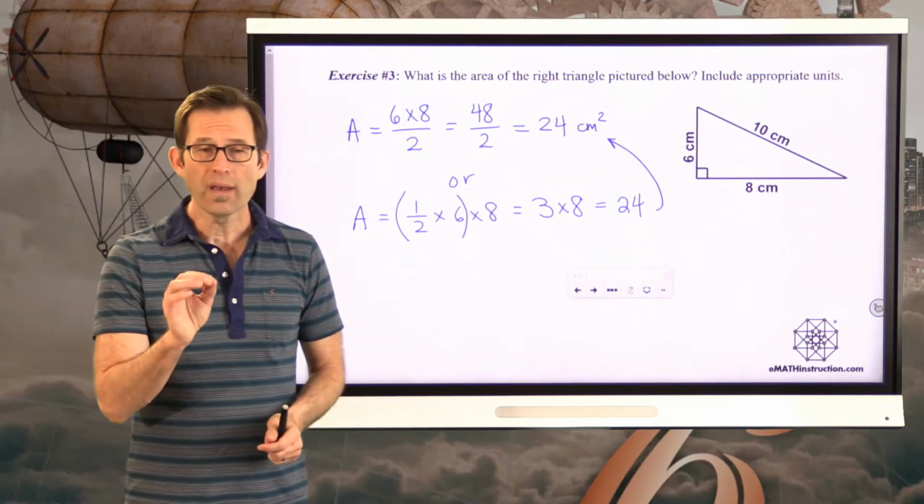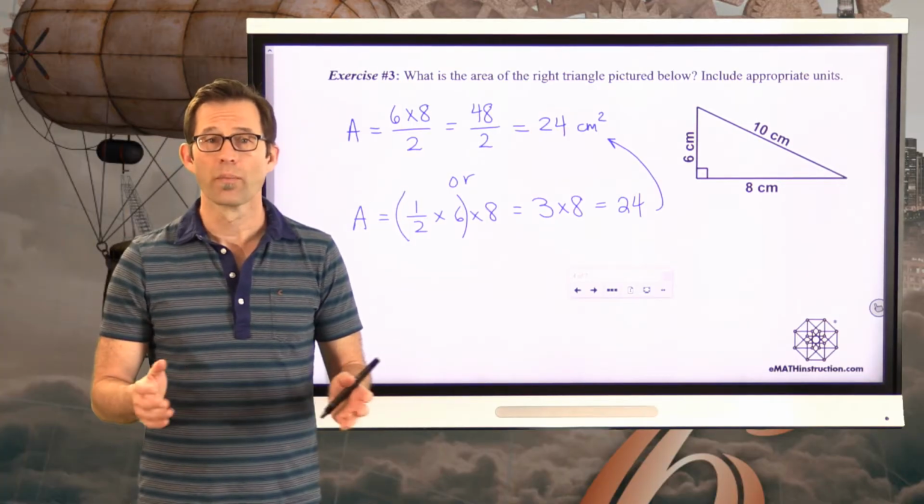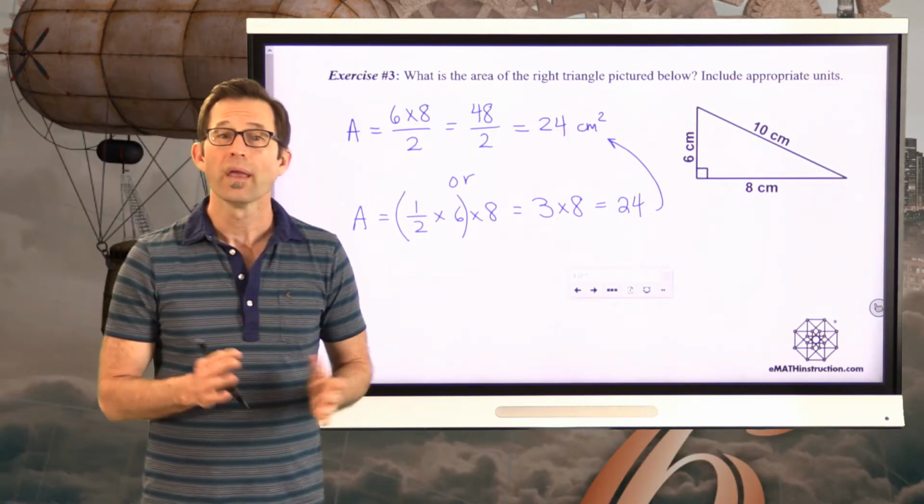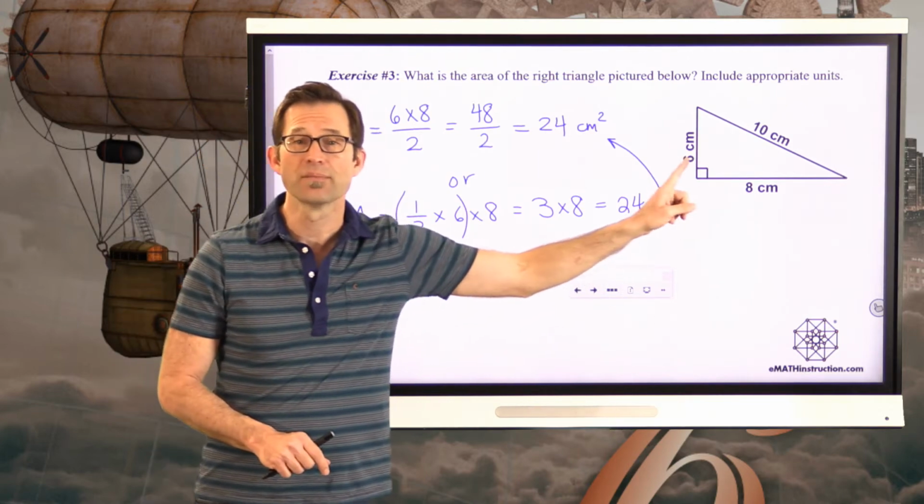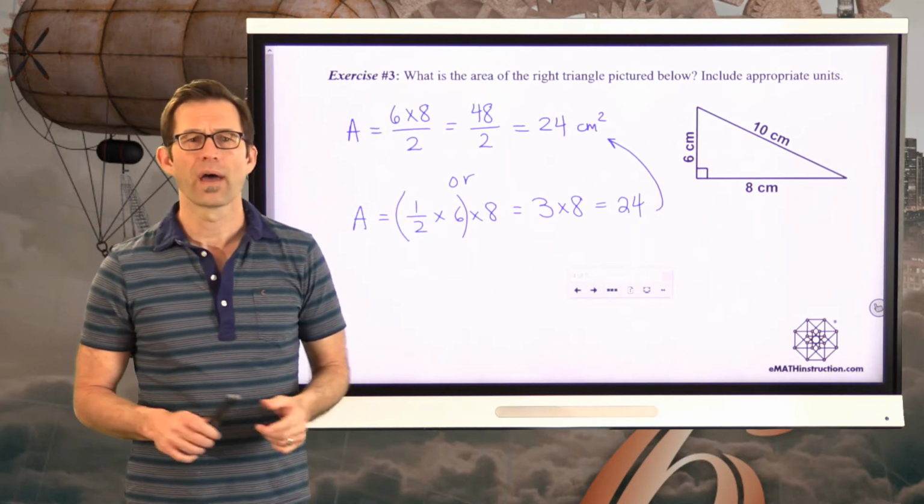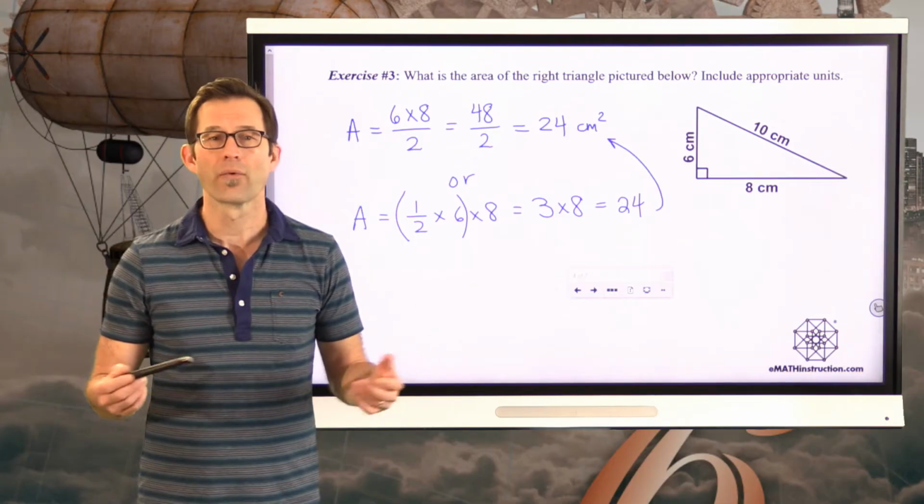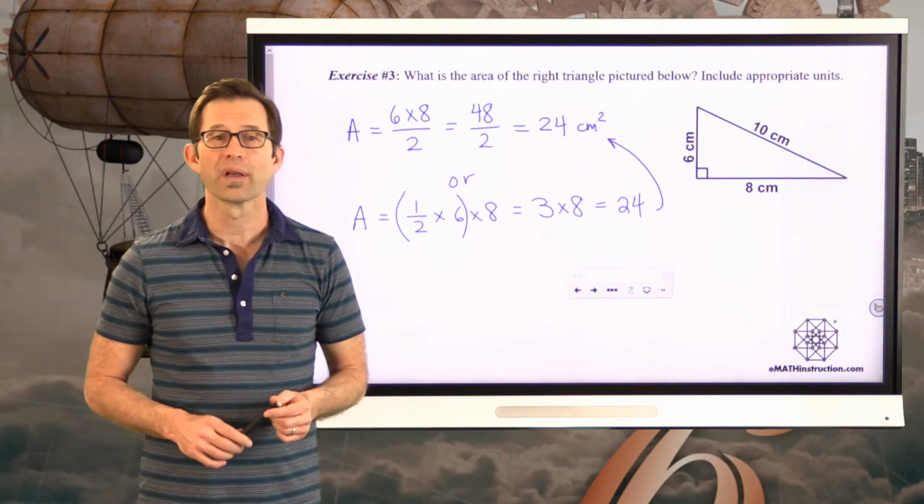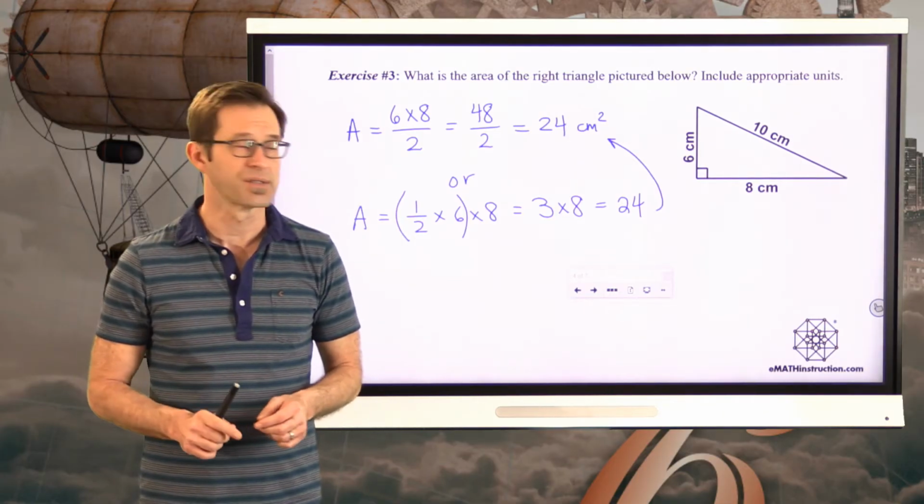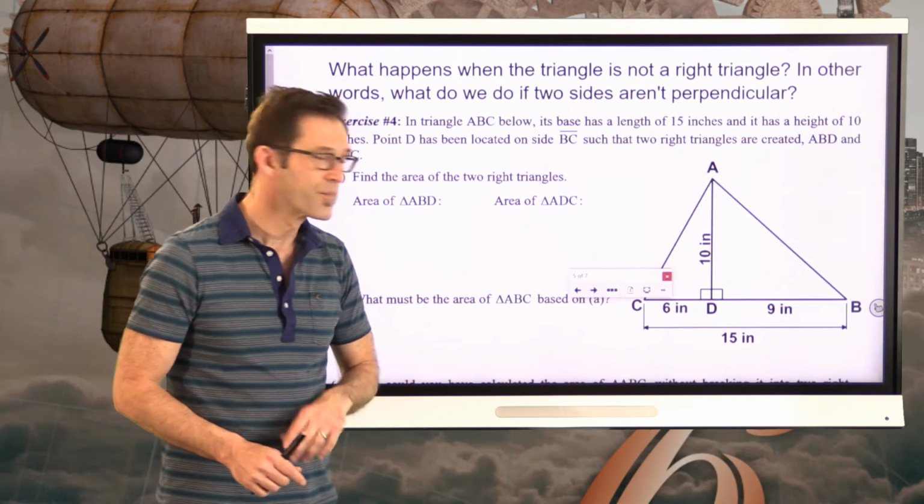Now, right now we know that the area formula for a right triangle is 1/2 its base times its height. But we don't know how to find the area of non-right triangles. So that's what we're going to explore in the last two exercises. Let's take a look.